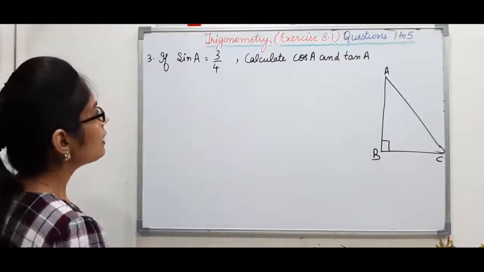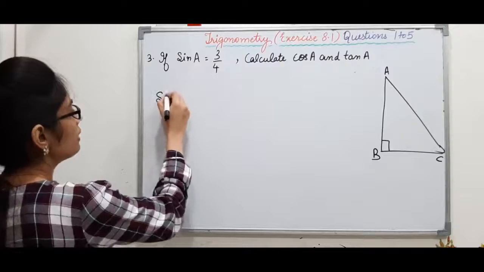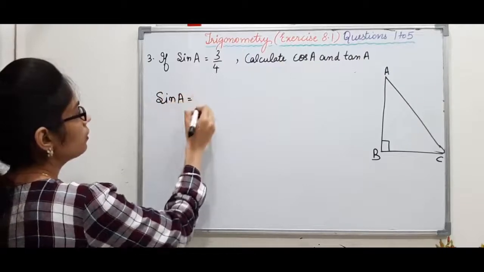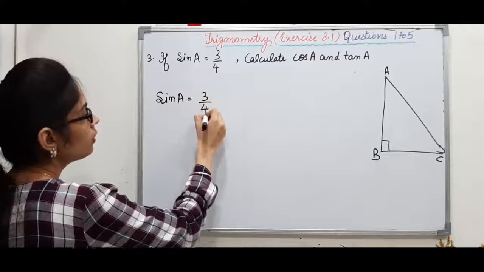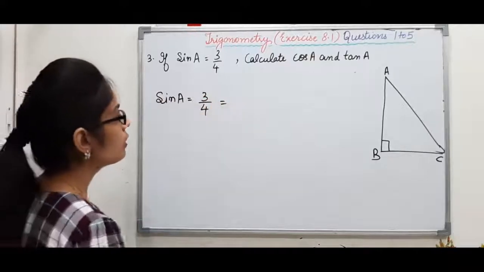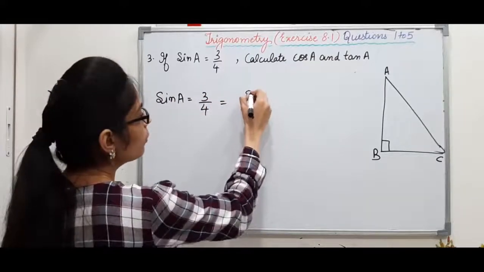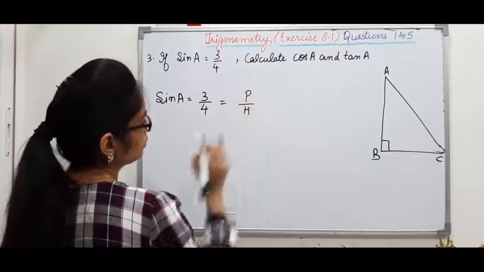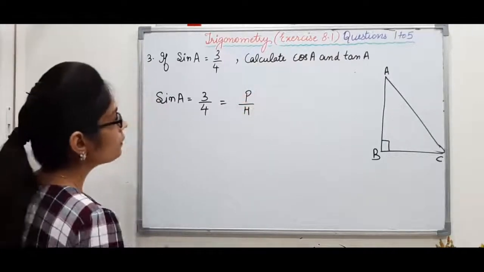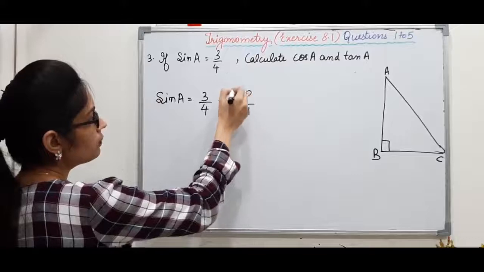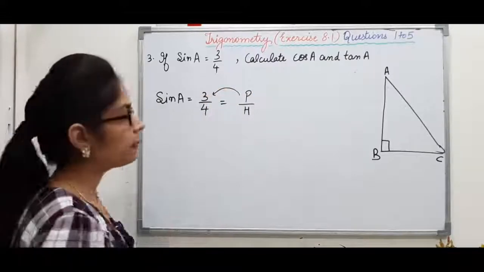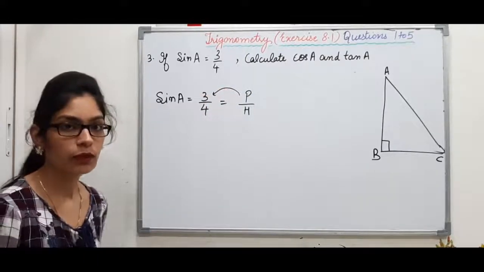Now sin A is given to me, sin A is 3 by 4, and sin is equal to perpendicular over hypotenuse. So with respect to the ratio I can just compare, it's not the exact value.